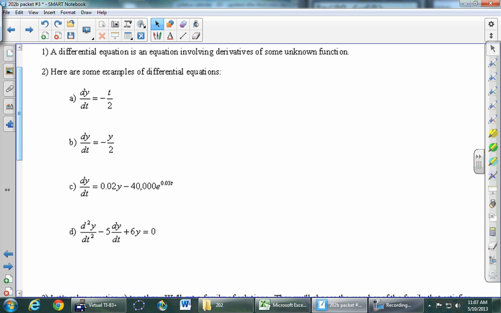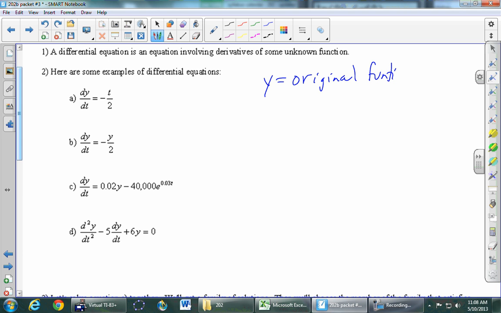Here are some examples of differential equations. Notice that they are all equations that involve a derivative. Notice that the last equation involves a second derivative and a first derivative. And so let's be clear about the letters. Y is the one on top, which makes it the dependent variable, which makes it the original function. And t is the independent variable, it's the x.